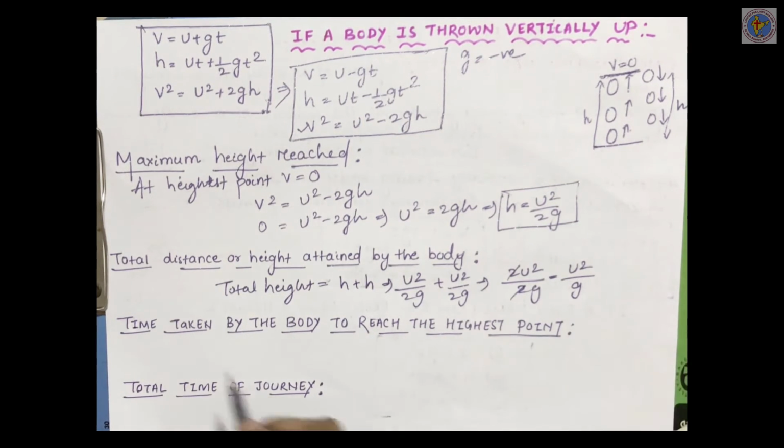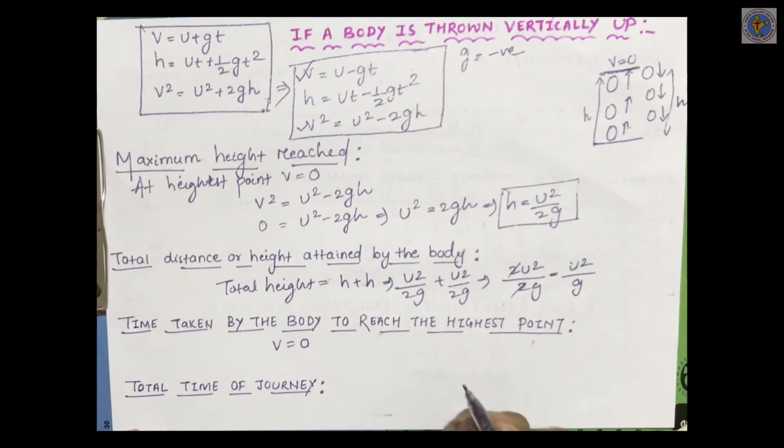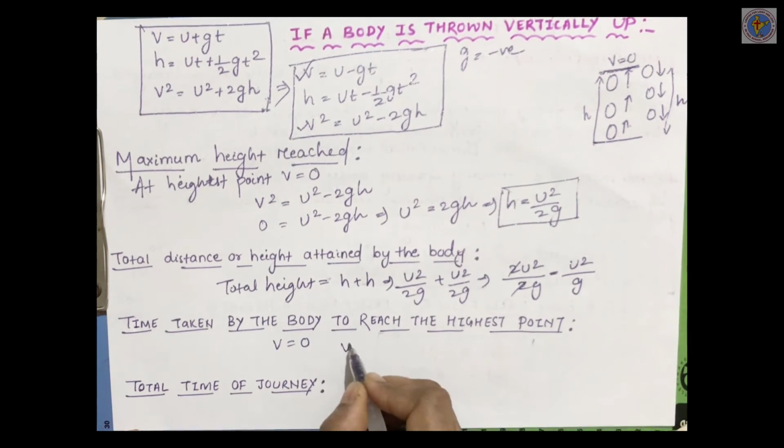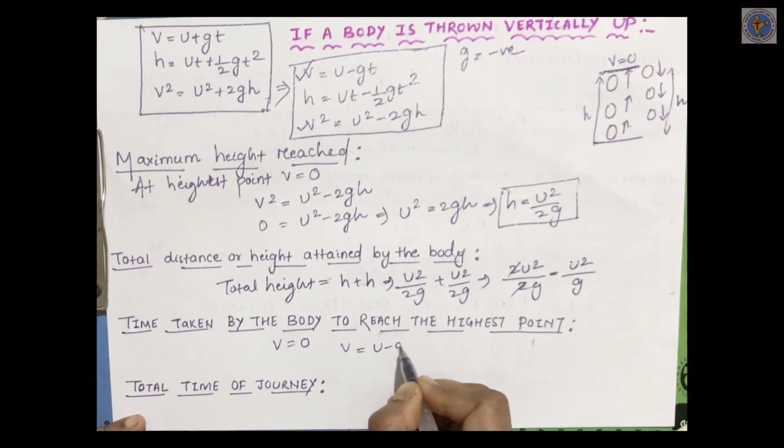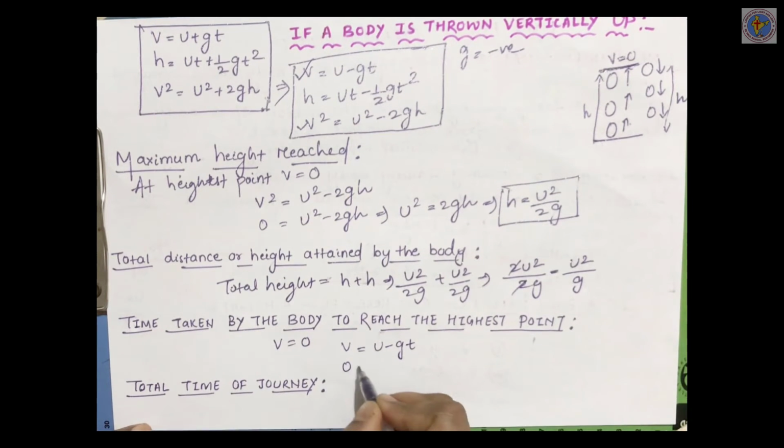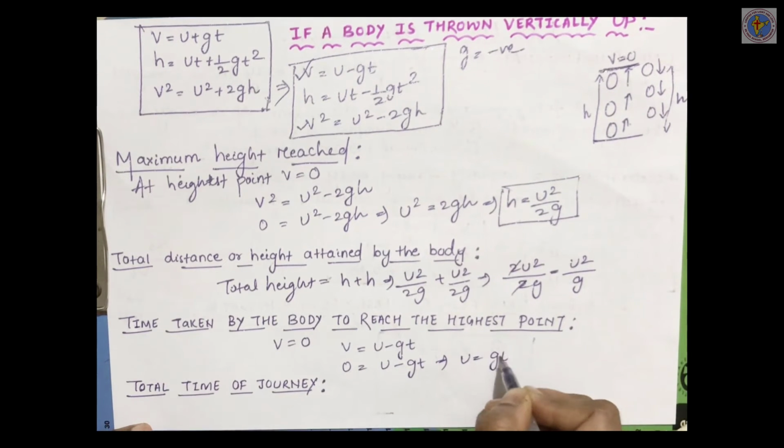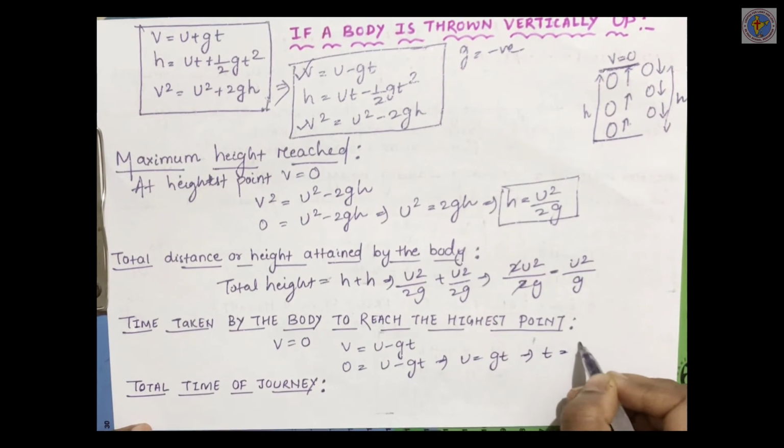Now let us find the time taken by the body to reach the highest point. We can take this equation. As we know, v is equal to 0 at the highest point, so v is equal to u minus gt, or 0 is equal to u minus gt, or u is equal to gt. t can be written as u by g. This is the time taken.